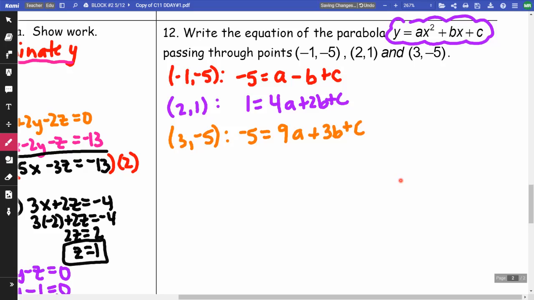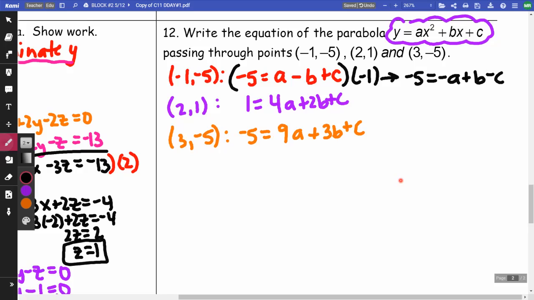I would try to eliminate my c. And I'm thinking that I am going to use the top equation. Doesn't matter which one. I'm going to use this top equation and multiply it by a -1. And so I am going to get 5 is equal to -a plus b minus c. And I'm going to use that equation with the purple one and then use that same equation with the orange one.